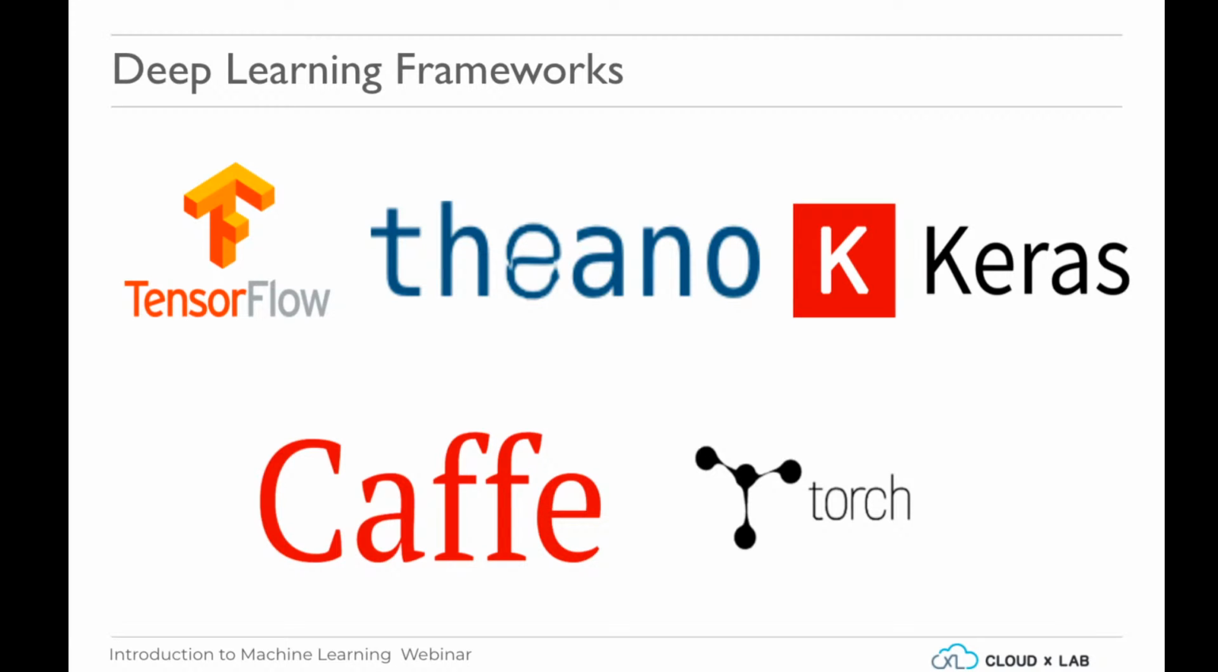Now, what are the deep learning frameworks that we would use? The famous ones are TensorFlow, Theano, Keras, Caffe, Torch, etc. In our courses, we focus on TensorFlow and Keras. They're the most popular ones today, and that's one of the reasons we focus on them. The other point is that if you learn one of them, it is easy to learn the other, so that's not a big problem.